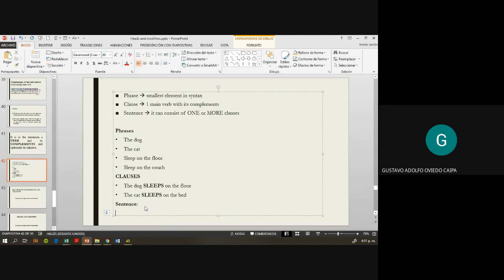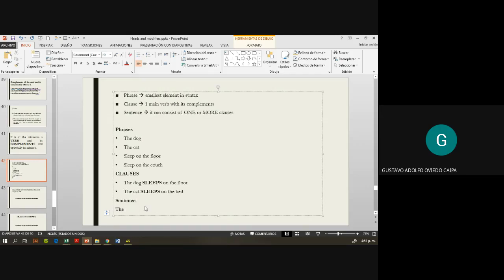But if I say the dog sleeps on the floor and the cat, let's change the verb so it can be a little bit clearer, lies on the bed. By the way, it doesn't matter if I repeat sleeps here and sleeps here. It is still two main verbs because they have two different sections and two different complements.